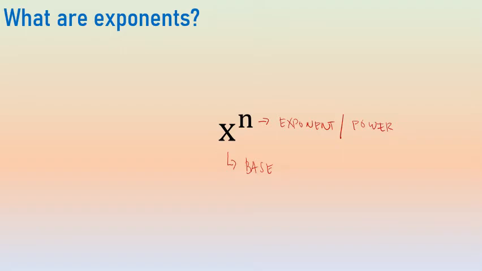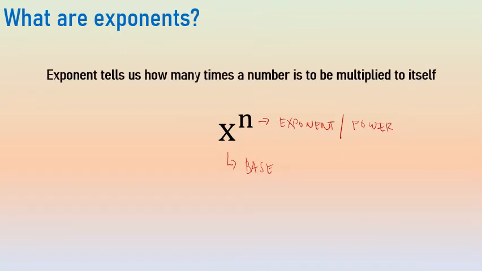Okay, now, what are exponents? Exponents tells us how many times a number is to be multiplied to itself. Okay. So, how many times a number, in this case, what is our number? It is the base. Okay. So, once we say a number, this is also the base. And the number of times or the frequency that we will multiply this base to itself will be determined by our exponent.